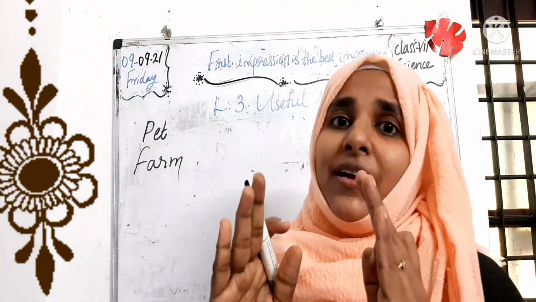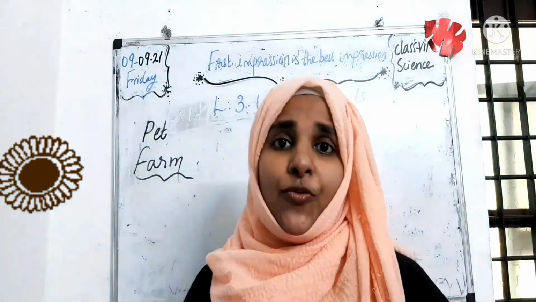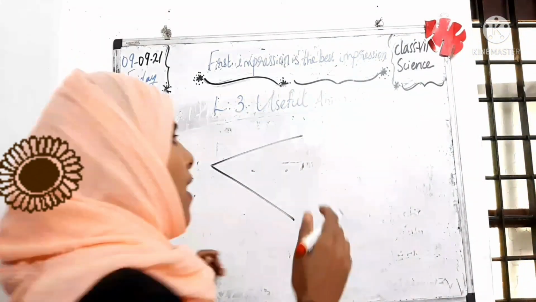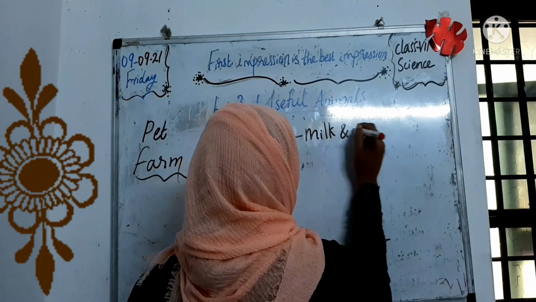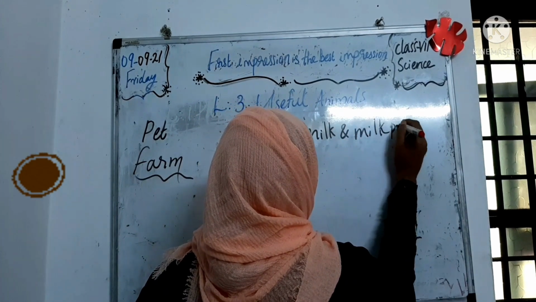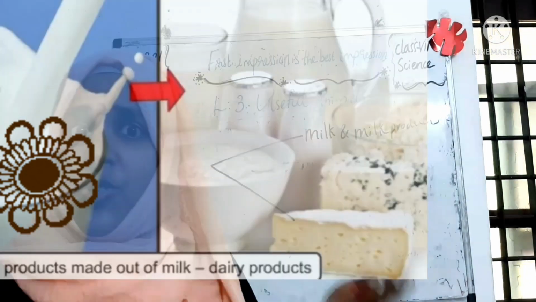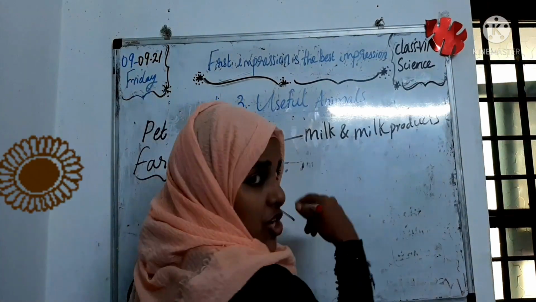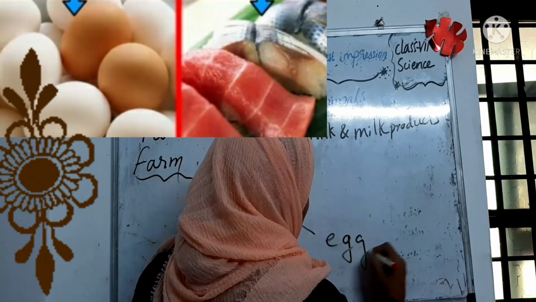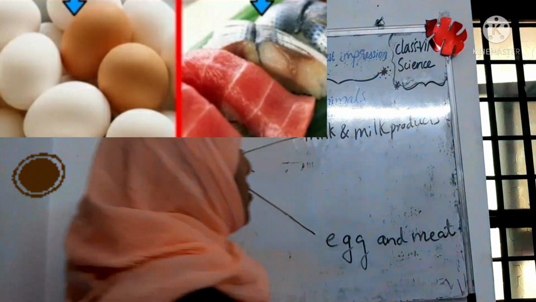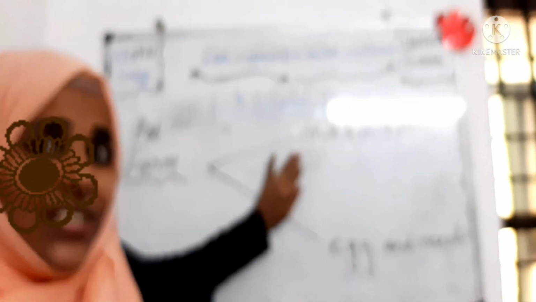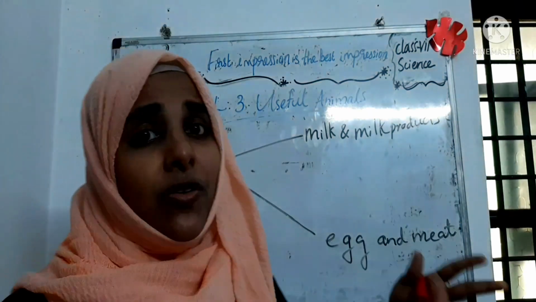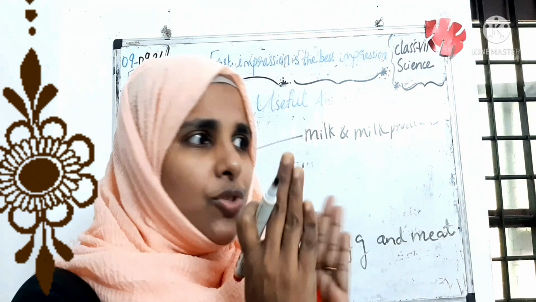Listen children, farm animals we can again classify into two types. Some animals are giving only milk and milk products. What are the milk products, children? Yes, of course, cheese, butter, like that. Some animals give milk and milk products, but some animals give egg and meat. So we can classify or rear these animals into two categories. We can get milk from animals, is it? And we can get egg and meat also from animals. We take care of these animals in two different categories.